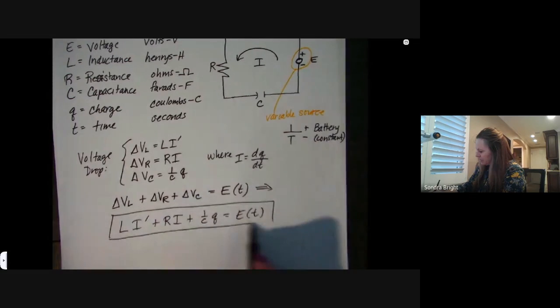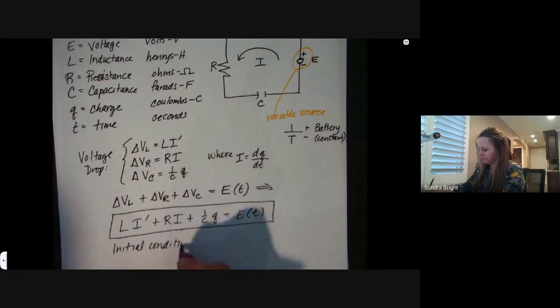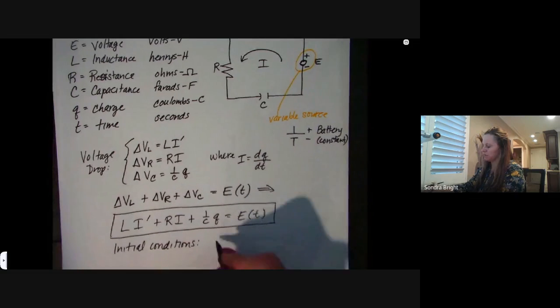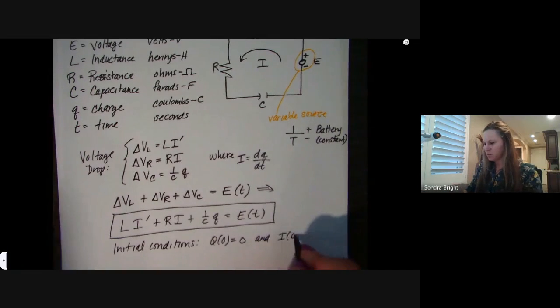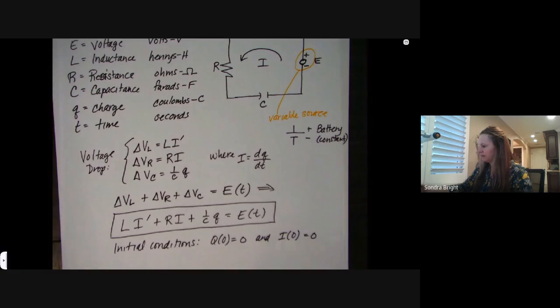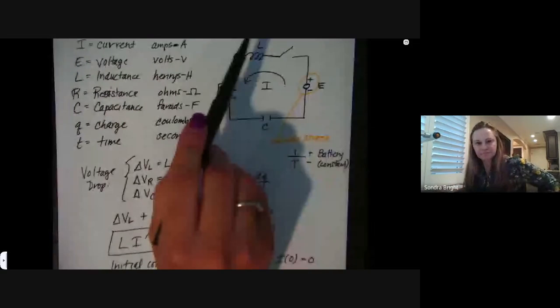And we have initial conditions that the charge at 0 is 0, and the current at 0 is 0. So think of 0 as right before they close that switch, right? We've got the switch open, and then at 0 it closes, and then the current starts flowing.